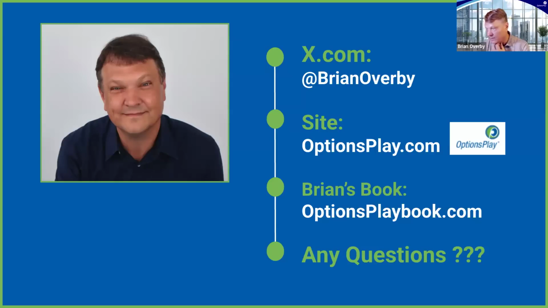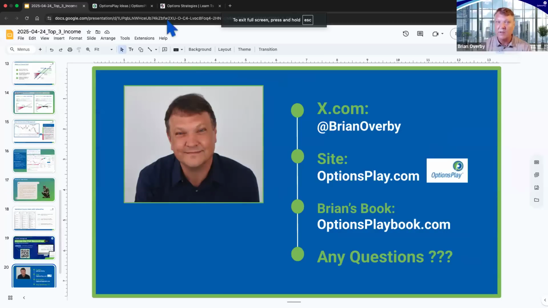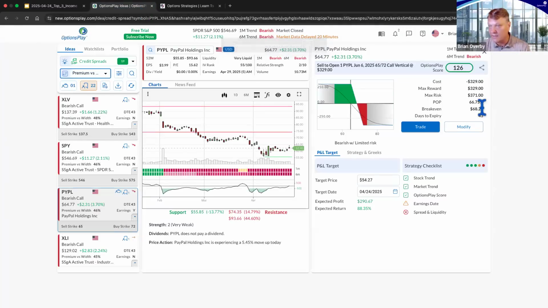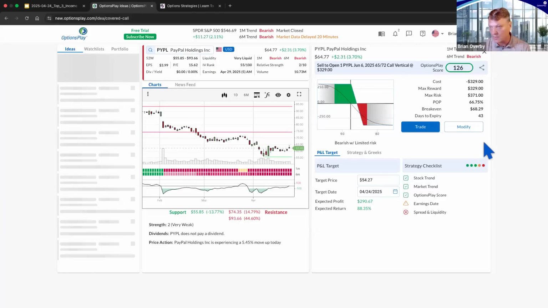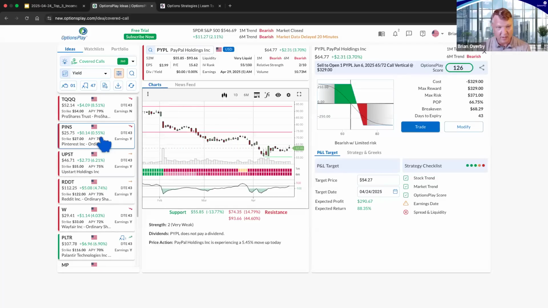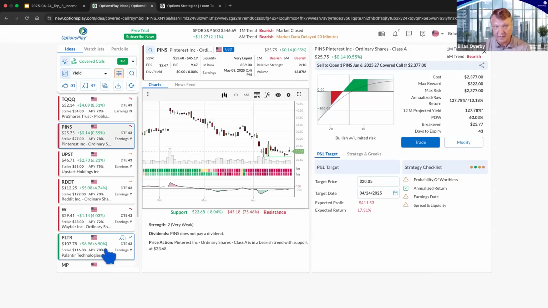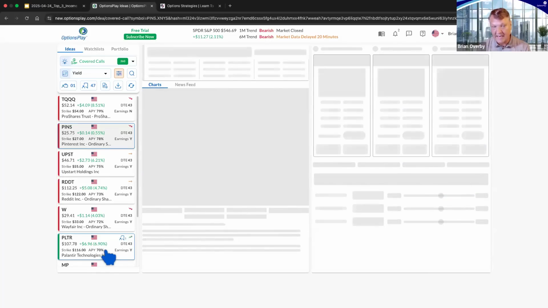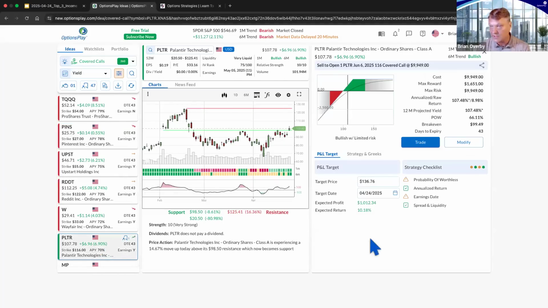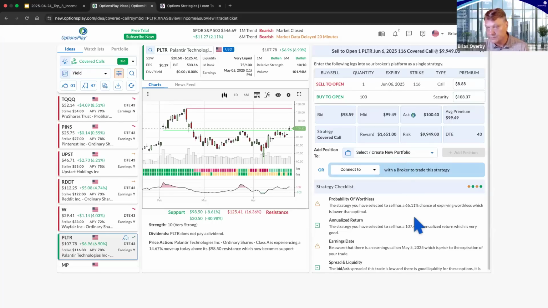Can you explain the difference between POW? Okay, so POW is probability of profit, probability of expiring worthless, I think is what we're talking about here. Let me look at a covered call. Pins is an interesting one. Well, Palantir is interesting too, right? Here, let's look at Palantir. That's obviously in the news in this day and age. Strong move up today. Probability of worthless in this instance.